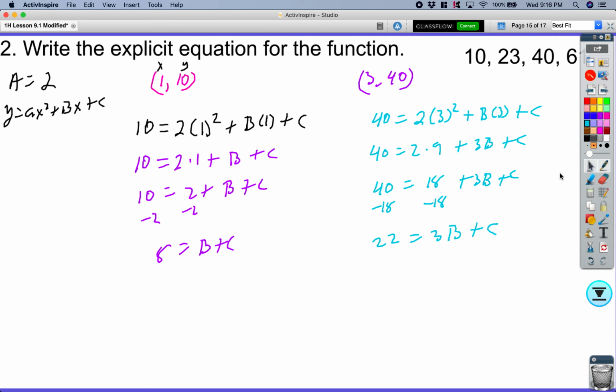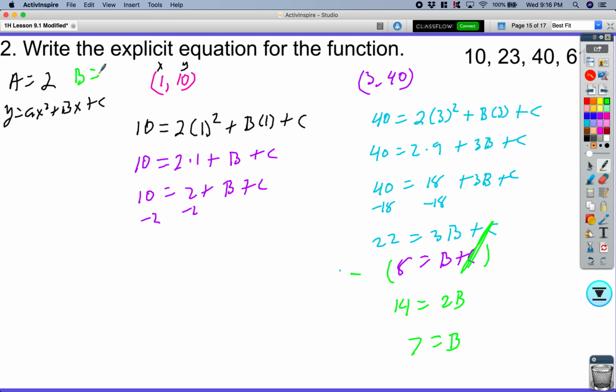So now what we're going to do is go ahead and solve for b. And here I can just go ahead and eliminate my c's by subtracting. So if I subtract all this, my c's will get eliminated, and I'll be left with 14 is equal to 2b, which means 7 equals b. So I got my second value here. I got b equals 7.